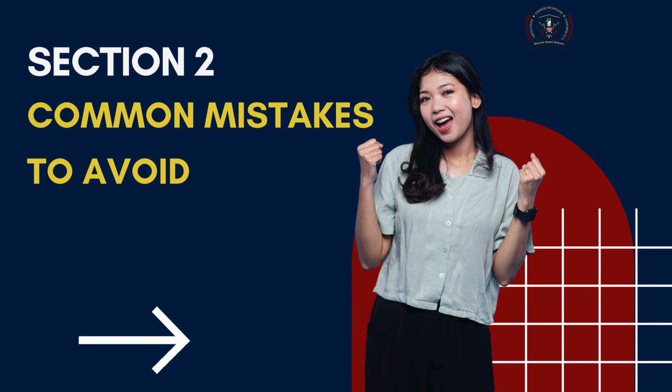Section 2, Common Mistakes to Avoid. Alright, now let's talk about the 5 biggest mistakes that are silently killing your writing task 2 score. And the sad part is, most students don't even realize they're doing it.